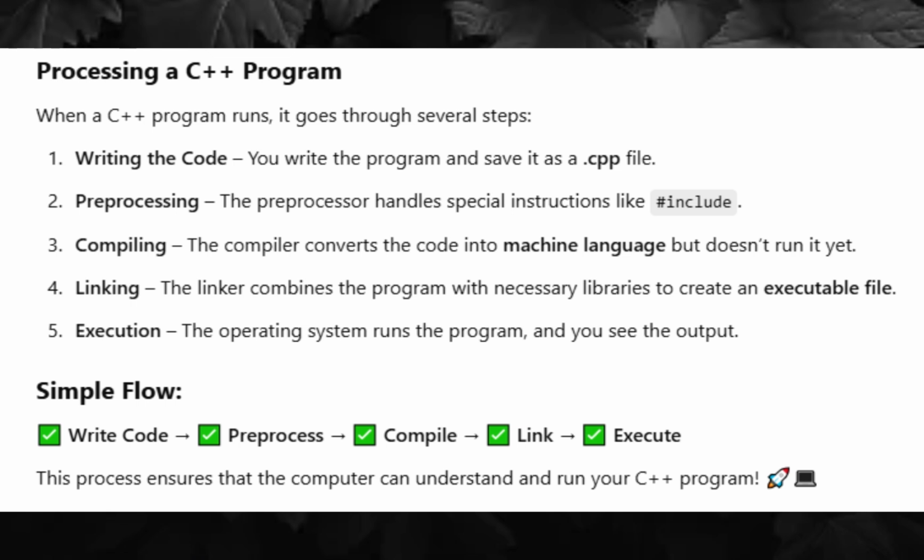In execution, the operating system runs the program and you can see the output. So the five major steps of C++ programming are writing the code, pre-processing, compiling, linking and execution. There is a simple flowchart below: writing the code, preprocessor, compile and link, execute, and your program will run. This process ensures that the computer can understand and run your C++ program.